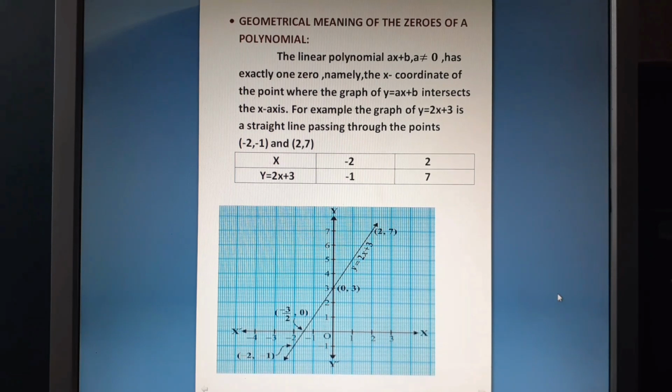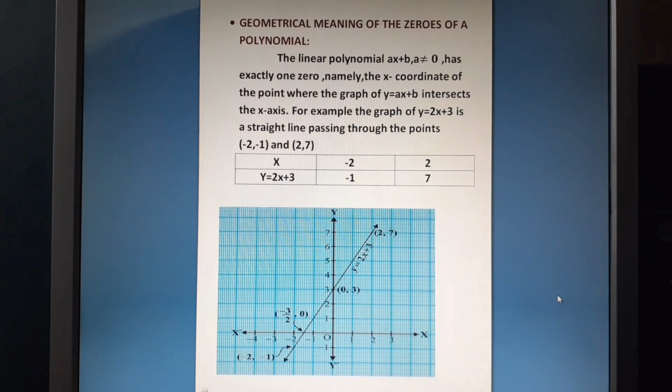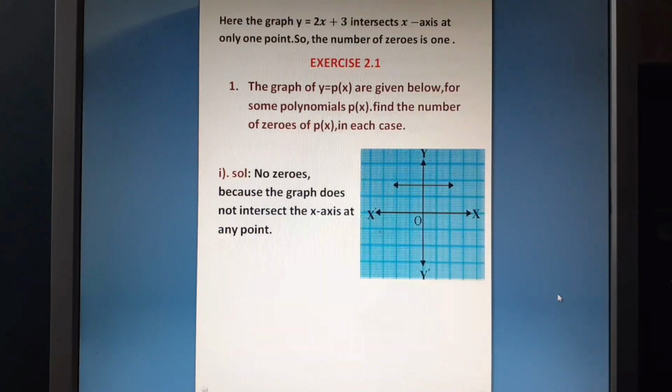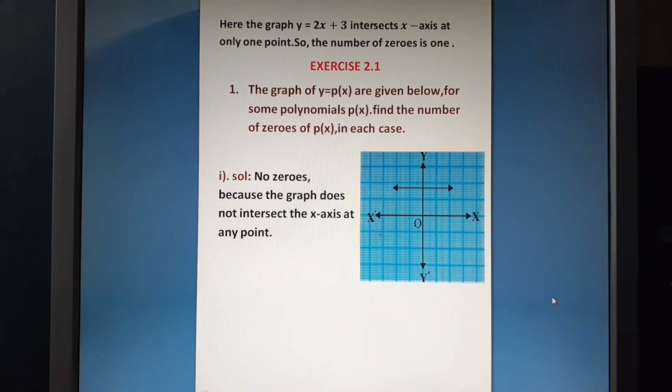This line intersects the x-axis at only one point. Here the graph y is equal to 2x plus 3 intersects x-axis at only one point. So the number of zeros is 1.